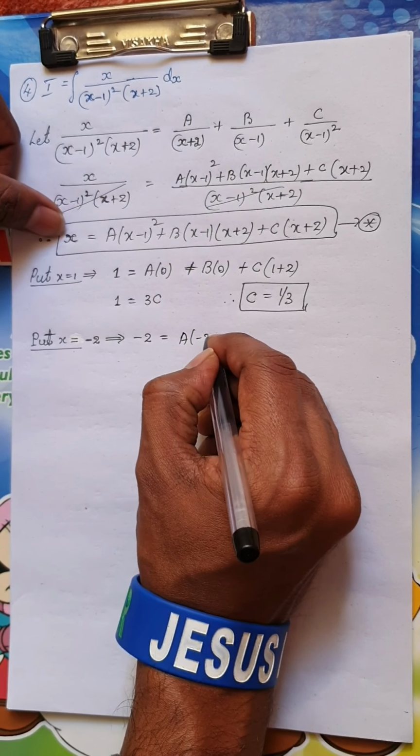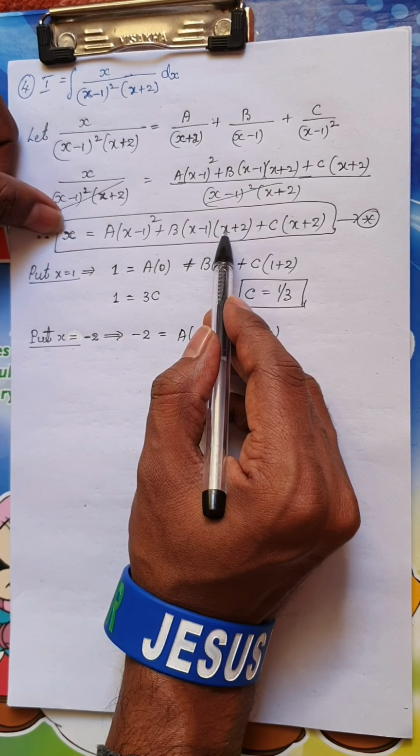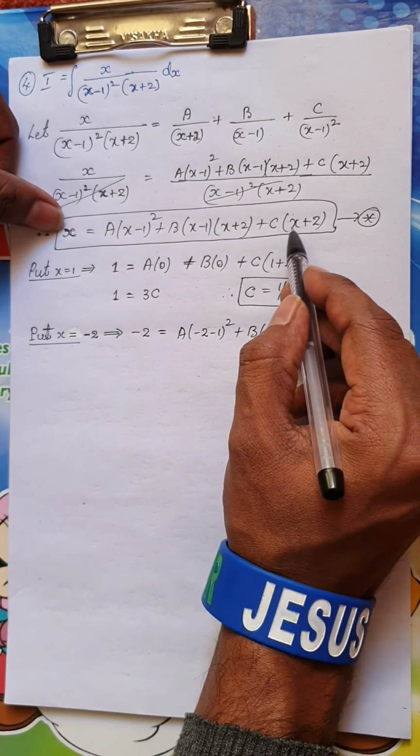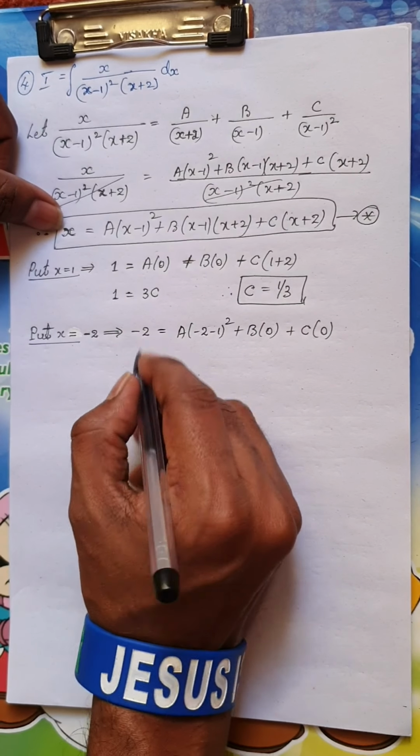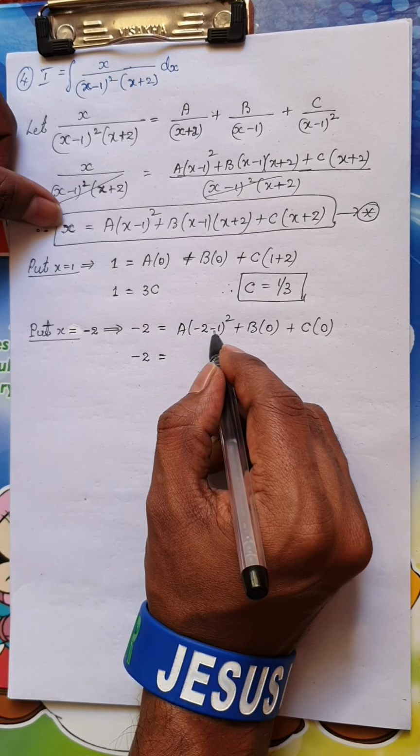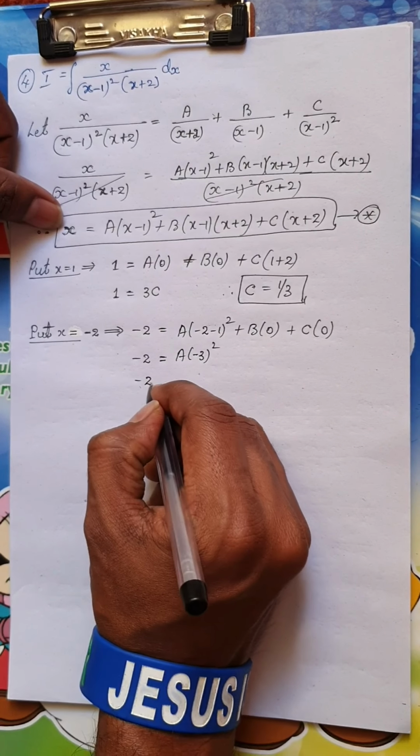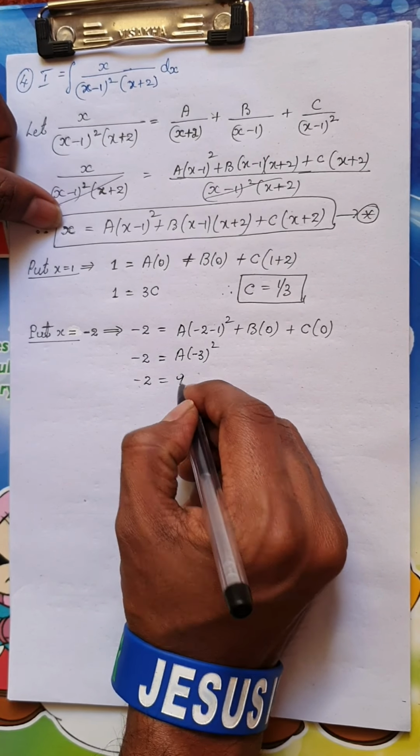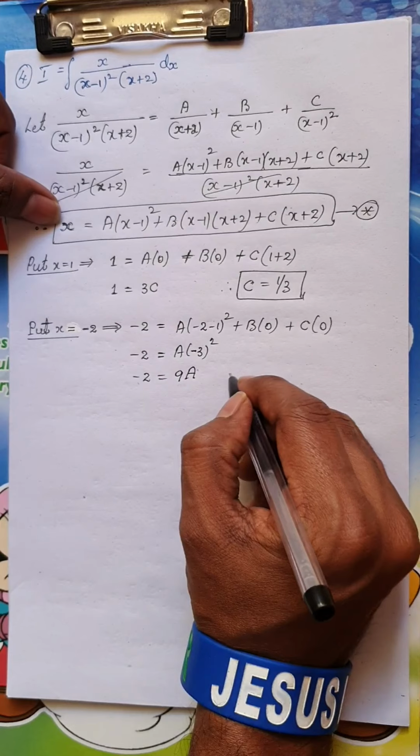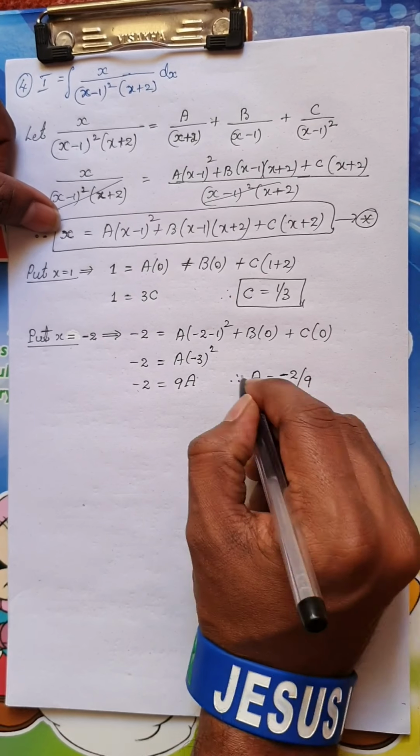So a would be minus 2 minus 1 whole square plus b would be 0, because if I put x is minus 2, this term becomes 0. Similarly the c factor would be 0, because minus 2 plus 2 becomes 0. So see what happens, minus 2 and minus 1 is minus 3, this is minus 3 square. Therefore minus 2 is equal to 3 square, which is 9a, since even power becomes positive. Therefore the value of a would be minus 2 by 9.